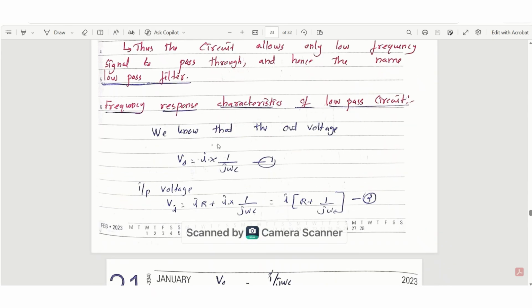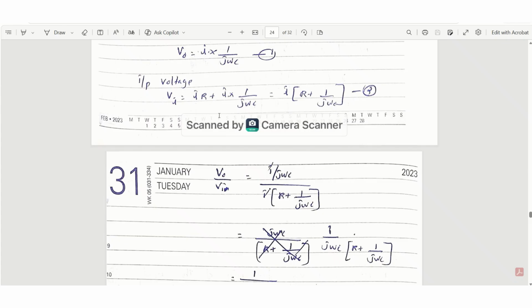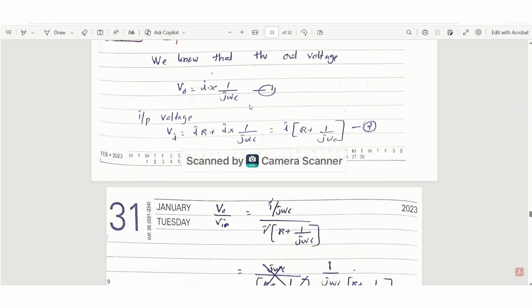First, we have to find the output voltage. Output voltage of the circuit is current into capacitive reactance, that is XC, and the input voltage Vin equal to I into R plus jXC. By analyzing equation 2 and 1, we have to find out the gain of the circuit, that is V0 by Vin, equal to output voltage I into Xc, and input voltage I into R plus Xc.